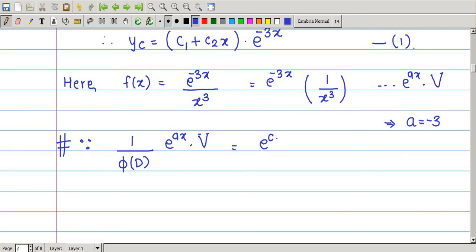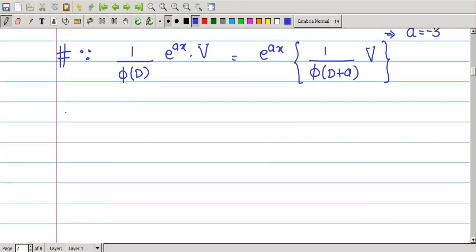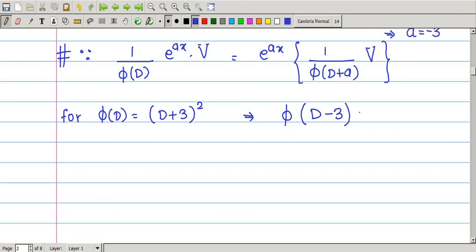So formula is, we take exponential function outside, we replace d by d plus a in the auxiliary equation and operate it on v. So therefore, for phi of d, that is d plus 3 bracket square, if you replace d by d plus a, where a is equal to minus 3. So if we replace d by d minus 3, we get d minus 3 plus 3 bracket square. This is nothing but d square only.